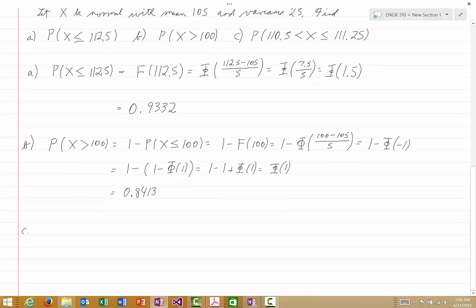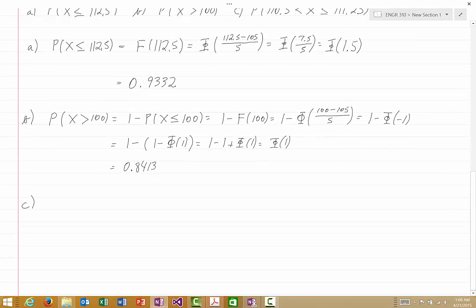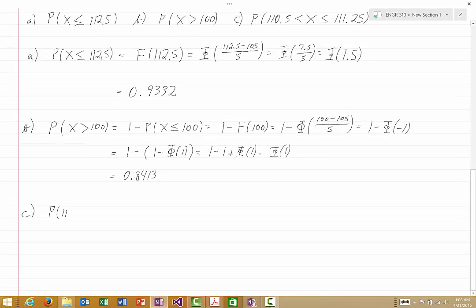And now finally, C. For C, we wanted the probability that 110.5 is less than x is less than or equal to 111.25. And I very strongly encourage you, you should be able to do this last problem. So stop the video and try this yourself, and then come back and compare with what we do here in the lecture.